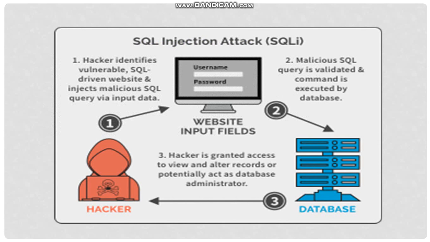So here is a picture that gives us a little idea of how SQL injection attack really works. If a hacker identifies that a particular website is vulnerable, then he or she may insert some malicious code into the username and password fields. Since this code is smart, it's validated and is executed, and hence in turn the hacker is granted access to view and alter records that are present in the database.